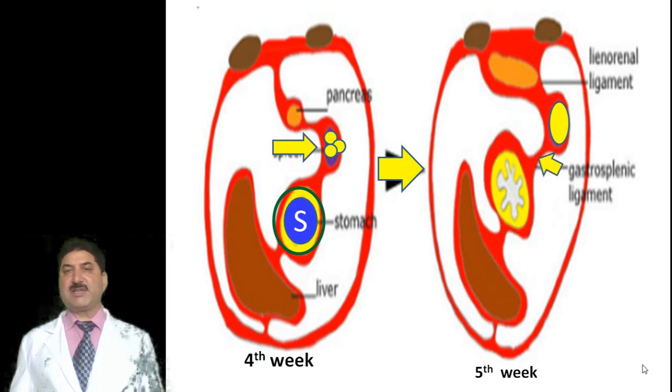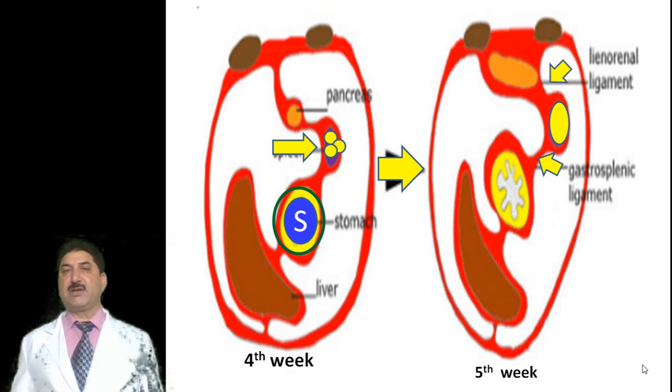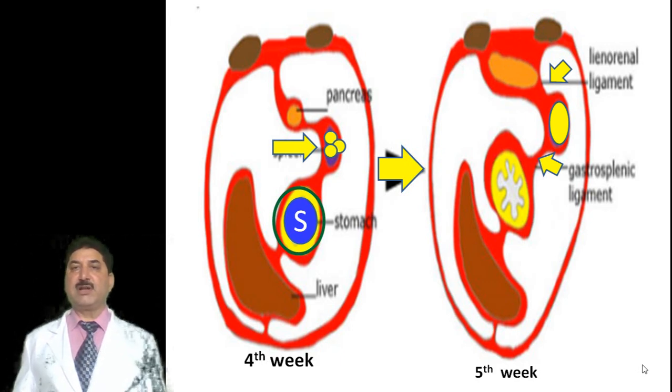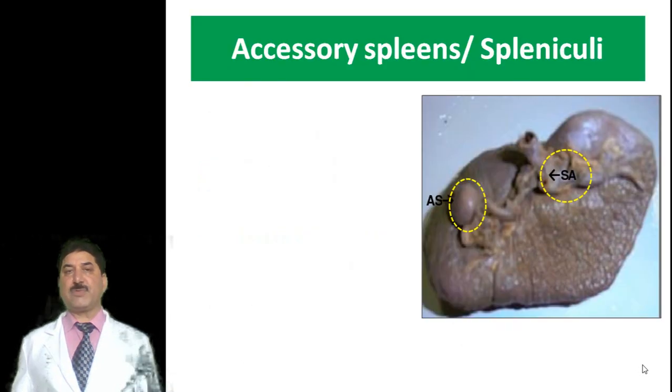A ventral part, which extends between the stomach and spleen and is called the gastrosplenic ligament, and a dorsal part, which lies between the spleen and left kidney and is called the lienorenal ligament. Spleniculi join together to form the spleen. Notching of the superior border represents fetal lobulation of the spleen.